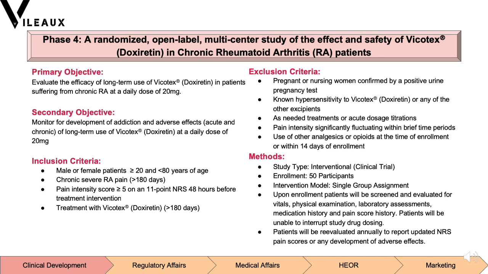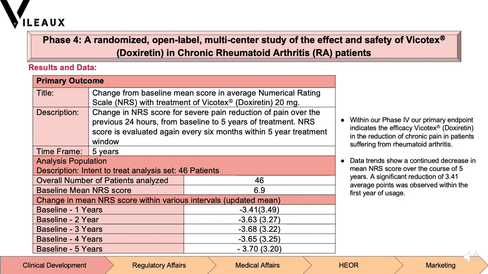These patients were evaluated annually to update any changes in NRS pain scores, as well as any development of adverse effects. Listed is data from our primary outcome. We observed a consistent reduction over time with a best score of 3.2, which is 3.7 points lower than the baseline average.